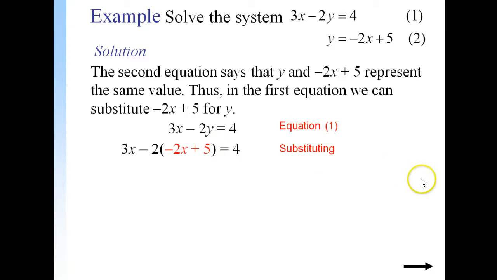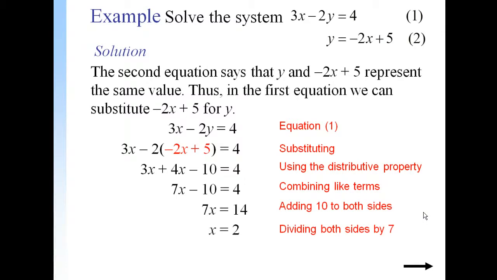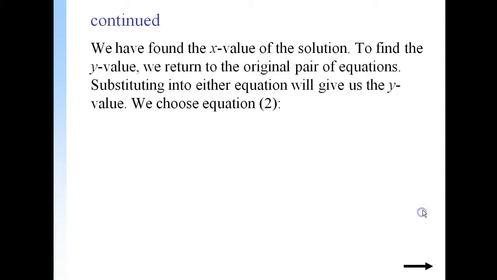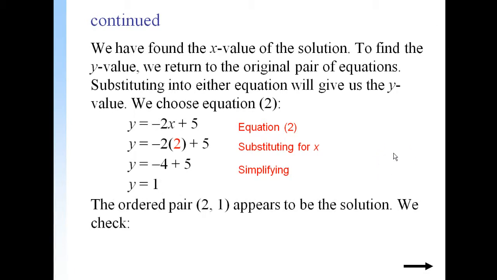And this is what they're doing. They're substituting. And they get 7x equals 14. Notice they're giving you the rationale for doing it. X equals 2. So if x equals 2, we're going to choose that other equation. Again, you can choose either one. You substitute the 2 and do your calculation, y equals 1. And that is the solution.